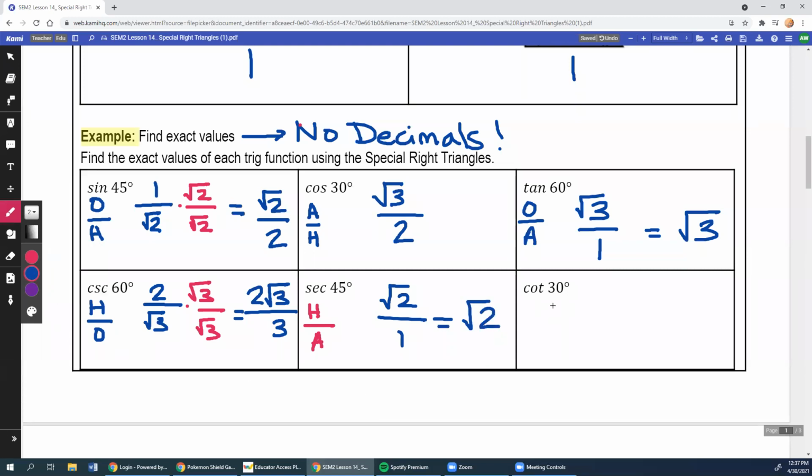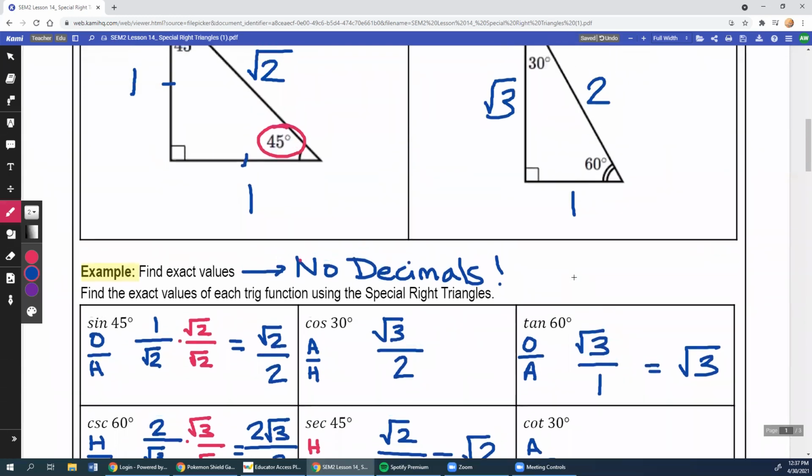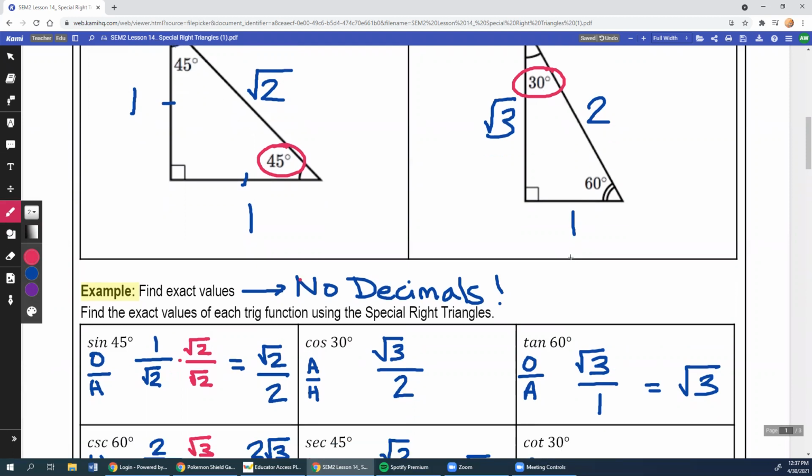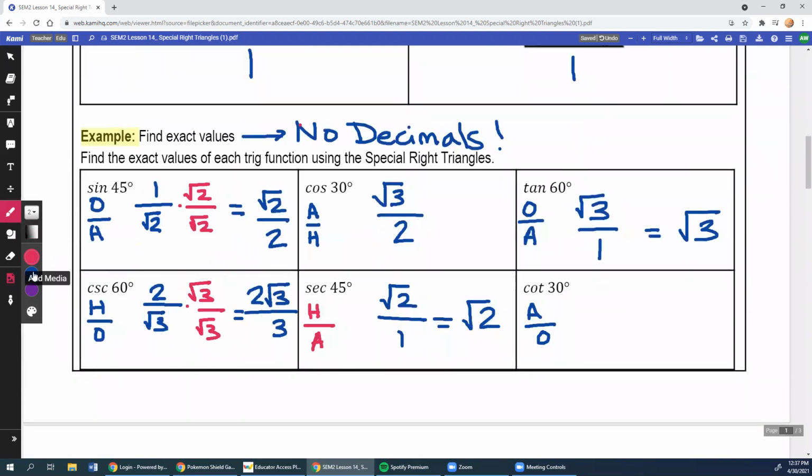And then finally, cotangent 30, so adjacent over opposite. Here is cotangent 30. So adjacent is radical 3, opposite is 1. We're going to have radical 3 over 1, which is just the square root of 3.